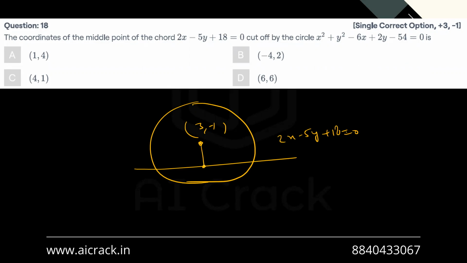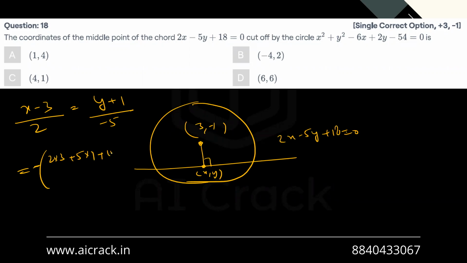So basically we have to drop one perpendicular and find out these coordinates x and y. Basically we have to find out the foot of this perpendicular, so we'll be using that formula. (x minus x1) divided by a, that is the coefficient of x in this line, equals (y minus y1) divided by b, which equals minus times, if I plug this point over here, 2 into 3 plus 5 into 1 plus 18, divided by a square plus b square, that would be 4 plus 25.